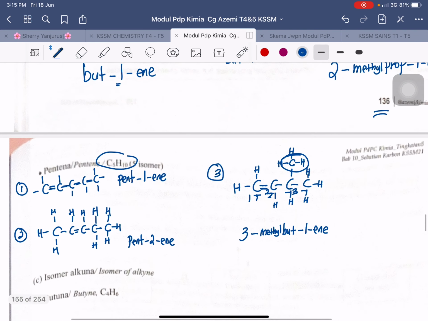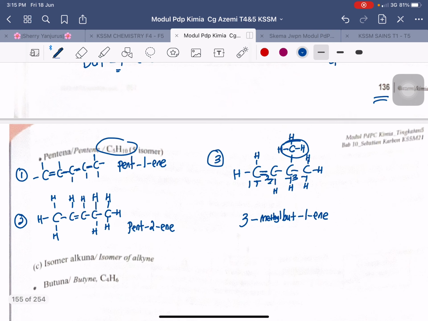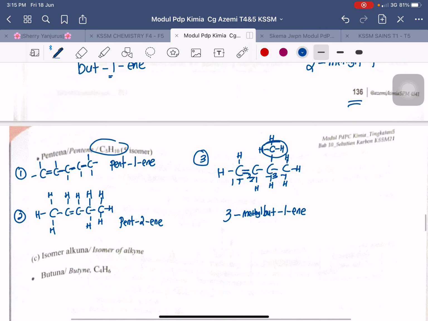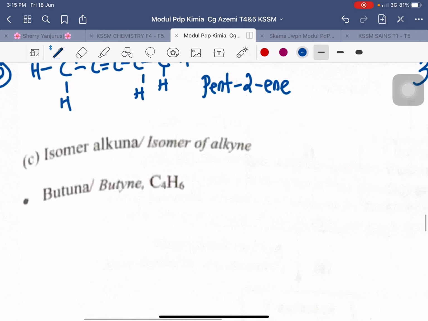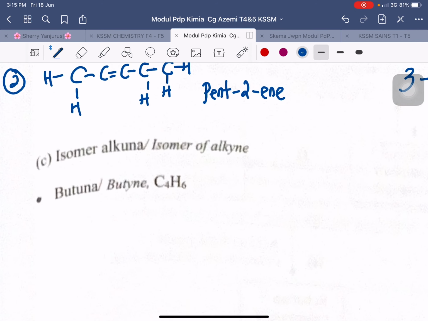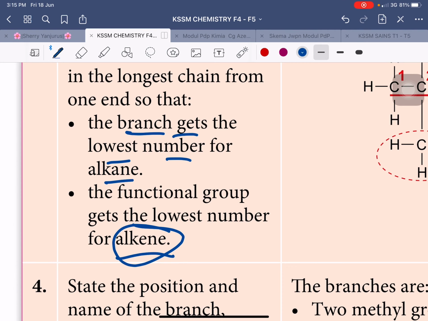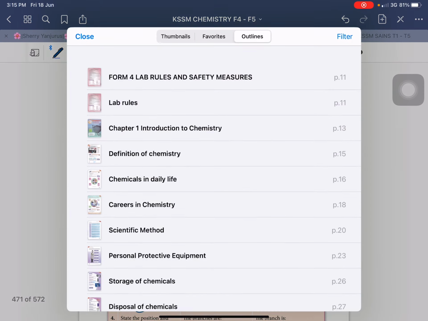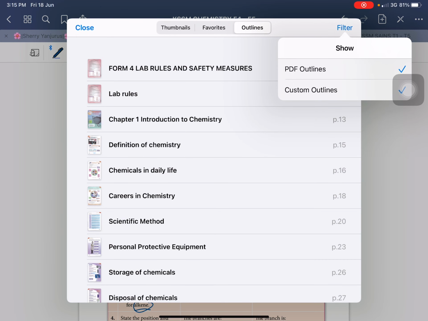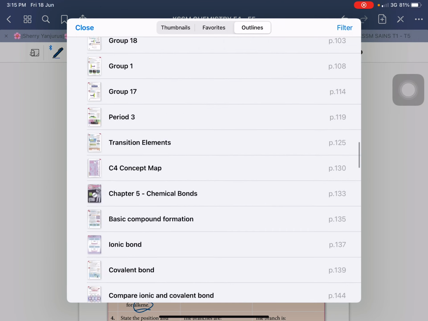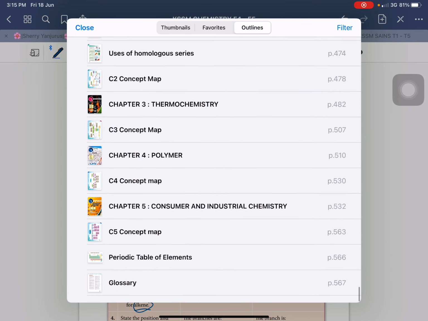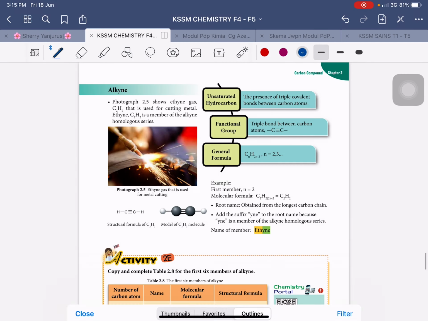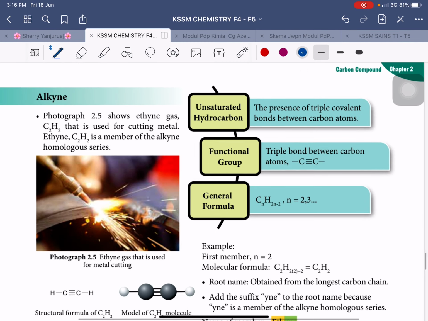Third, so you have to draw another 2. Okay, you draw and then I will check in the Google Classroom. I believe you can understand already this one. Okay, next, alkuna. So alkuna is another homologous series that you need to learn in this chapter, but a very short homologous series. The introduction is very short. So let us go to alkuna. Alkuna in bahasa Inggris is alkyne. Alkyne.